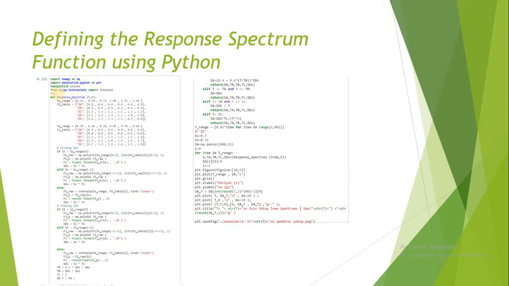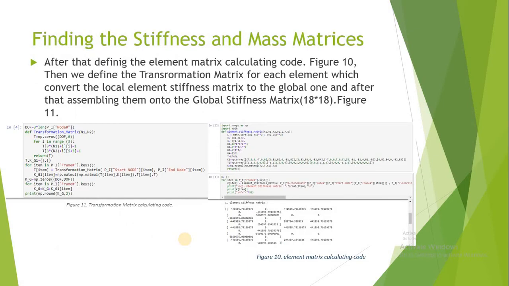Here is the range of the SS value and S1 value. It calculates the FS and F1, and after that calculates the SDS and SD1 values, and after that we calculate the response spectrum coefficient, and we plot the relation between period time T, which is the period of the structure, and the response spectrum coefficient.